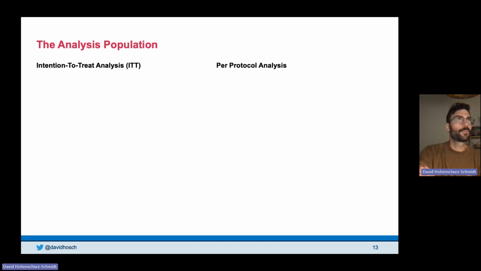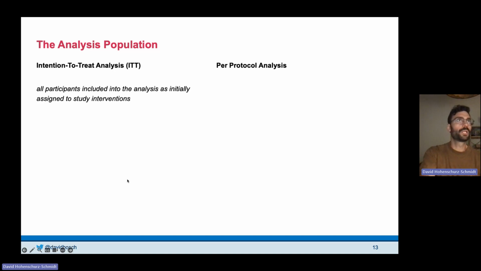The question of what you do with people who don't comply with your treatment plan leads us to the next topic, which is what we call the analysis population. So who are the people that feed into your main analysis? There are two important approaches to distinguish. One is what we call the intention to treat analysis, and the other is the per protocol analysis. There are also modified intention to treat analyses, but I don't want to introduce those to you here.